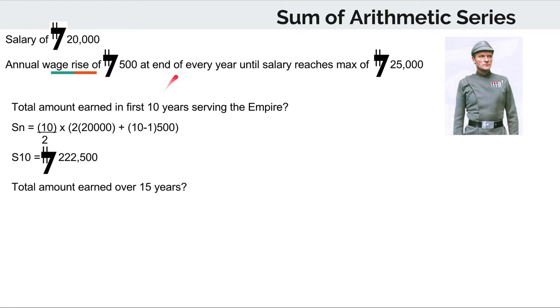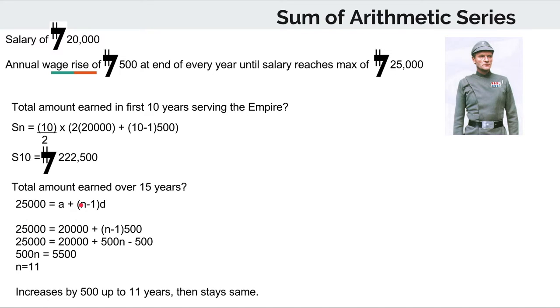Now what about the total amount he earns over 15 years? Now you have to be careful because here it says he receives a wage rise of 500 at the end of every year until his salary reaches a maximum of 25,000. So when it reaches that maximum of 25,000, it's no longer going to increase by 500. So this formula is not going to work when it reaches that point. So let's find that point when it stops increasing.